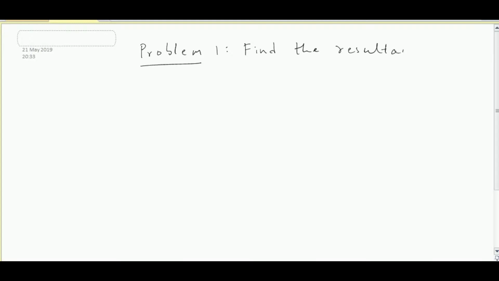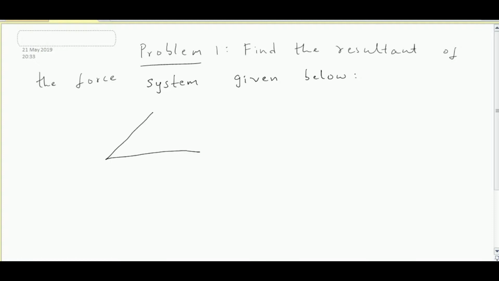Let us see the first problem. Find the resultant of the force system given below. The figure has three forces acting on it. On the top, an 80 Newton force towards the x-axis. Below there is 120 Newton at an angle, and on the left side there is a 100 Newton force that is also acting at an angle.